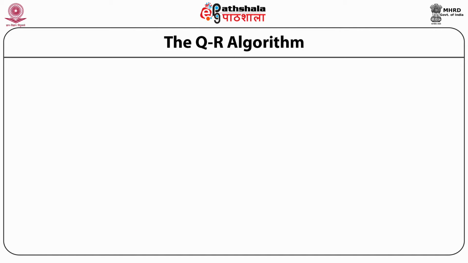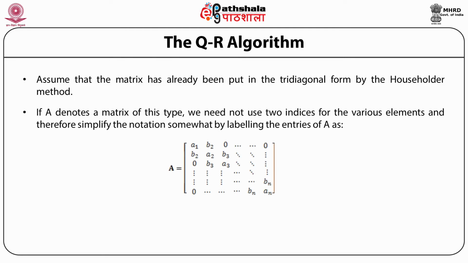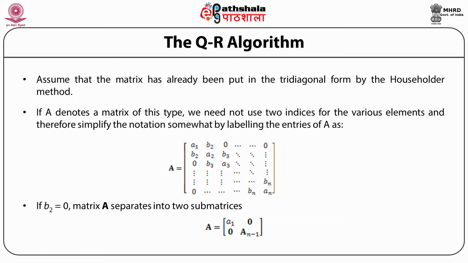Now let us see the QR algorithm. Assume that the matrix has already been put in the tridiagonal form by the Householder method. If A denotes the matrix of this type, we need not use two indices for the various elements and therefore simplify the notation by labeling the entries of A as shown on the screen. If B2 is equal to 0, then matrix A separates into two submatrices where A is equal to A1, 0, 0, An minus 1.